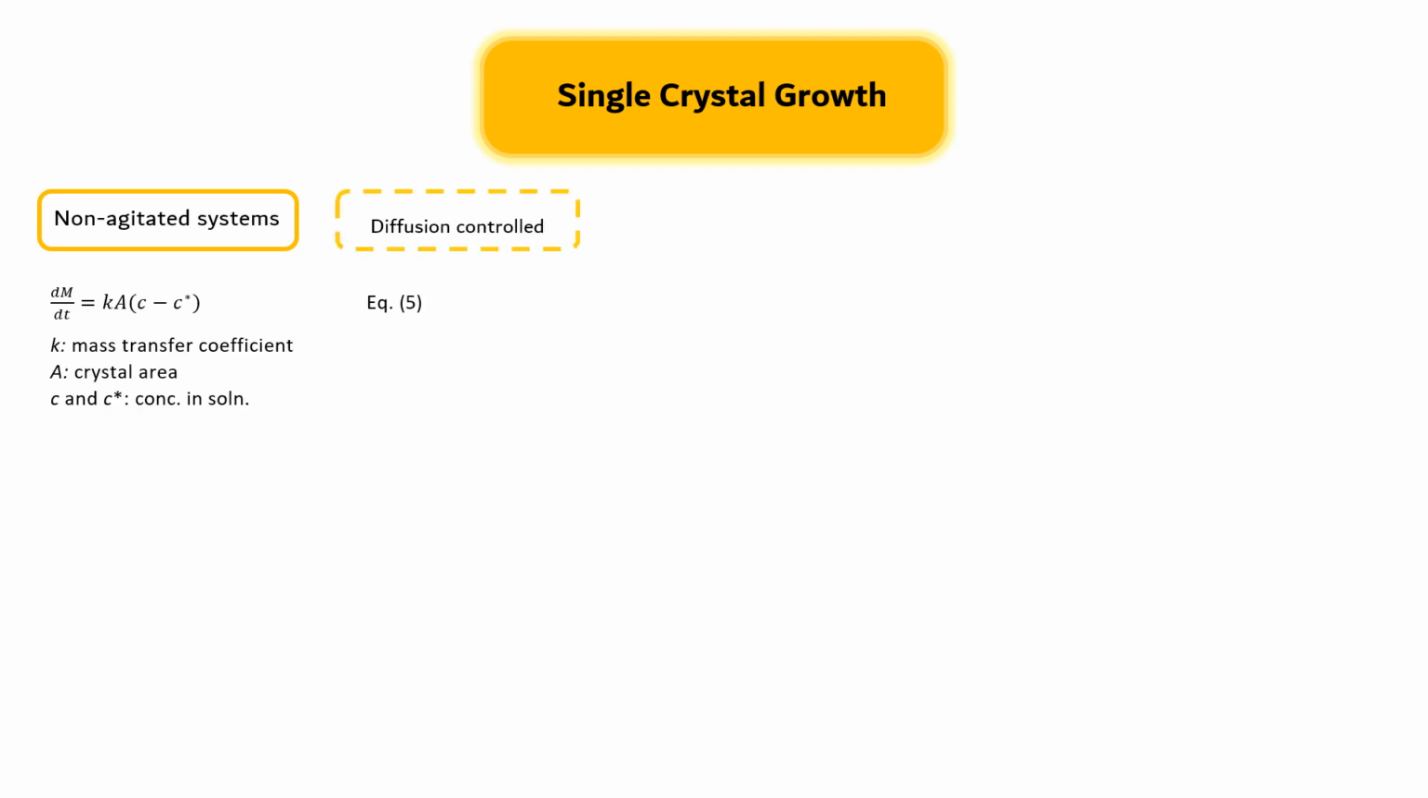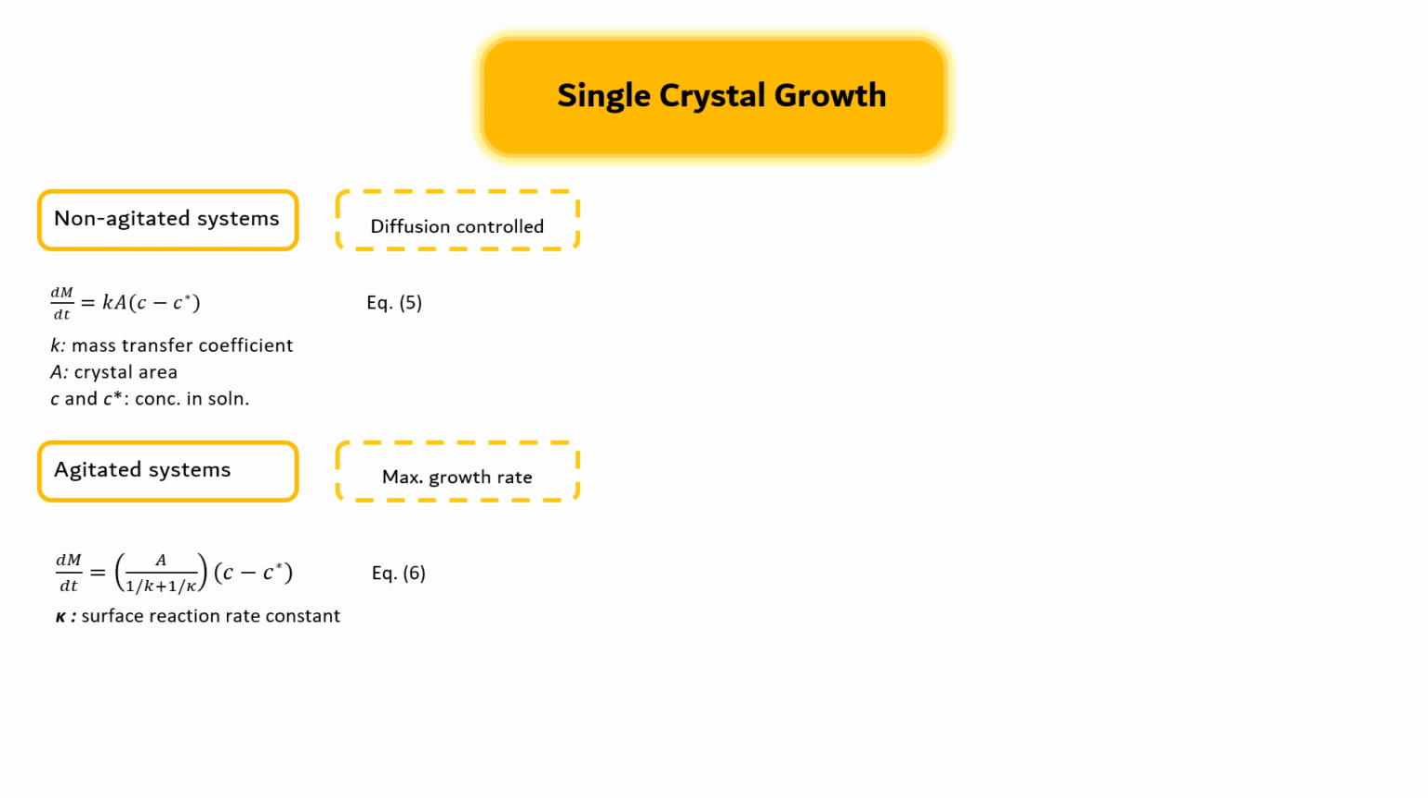In a non-agitated system, growth rate is limited by diffusion and described as diffusion control, as shown in equation 5. For agitated systems, agitation increases the relative velocity between the circulating solution and the crystal, and the growth rate often reaches a maximum. Assuming a linear dependence of the reaction rate with supersaturation, the growth rate can be calculated using equation 6.